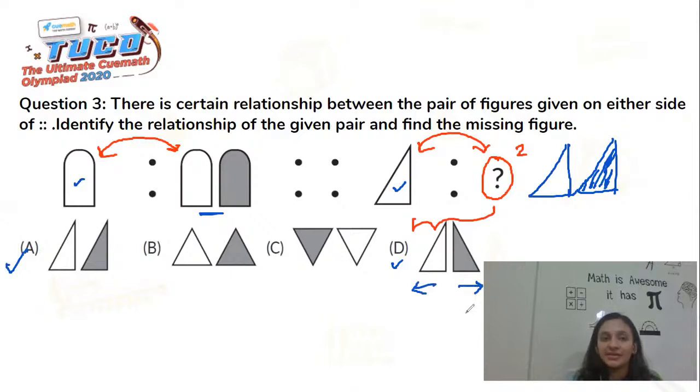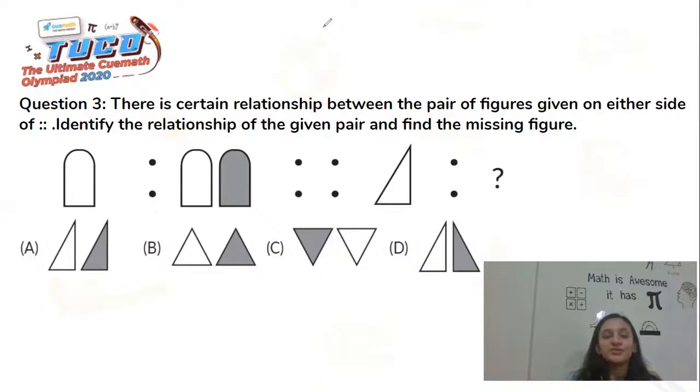So this cannot be the correct answer, because the two figures in the second figure of first pair were exactly the same without having any orientation to it, exactly the same way. So we'll have the two triangles exactly the same way, facing the same direction, just the second one being shaded. So the correct answer to this question, as we've already pointed out, is option A.